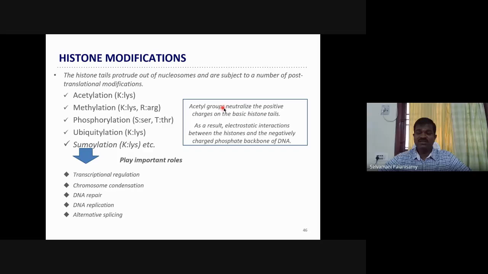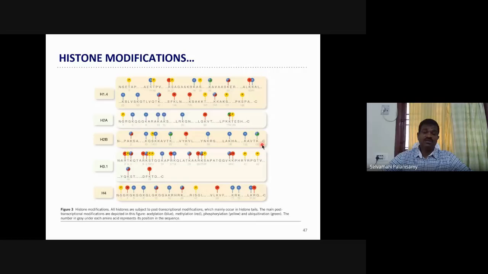So here, the acetyl group neutralizes the positive charges on the basic histone tails, and thereby the electrostatic interaction between the histones and the negatively charged phosphate backbone of DNA is reduced. So the histone modification patterns graphically will look like this. Acetylation is represented here as blue, methylation red, phosphorylation yellow, ubiquitination green.